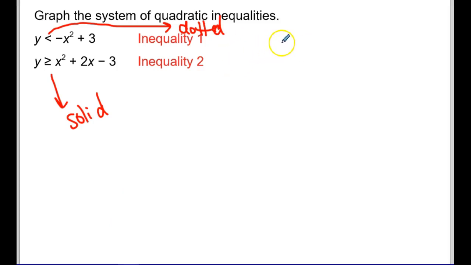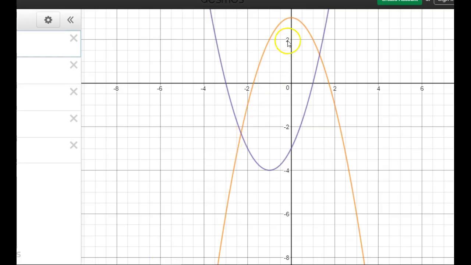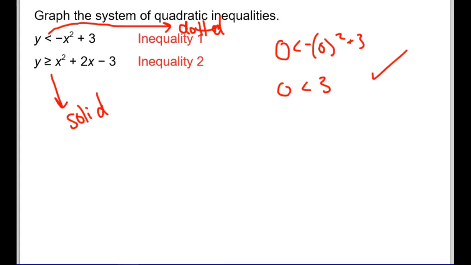So let's try it in this first one. 0 is less than negative 0 squared plus 3. So I have 0 is less than 3. That is true, so I know I can shade. If I go back to my graph, this orange one, I picked the origin, so I would shade where the origin is. So it would be all in here. That would be shaded, and we'll look at that in just a second.